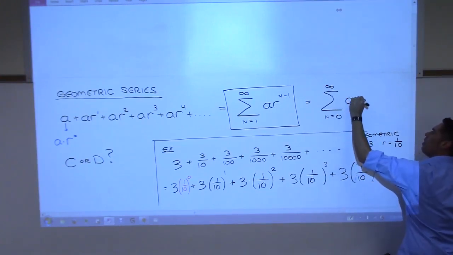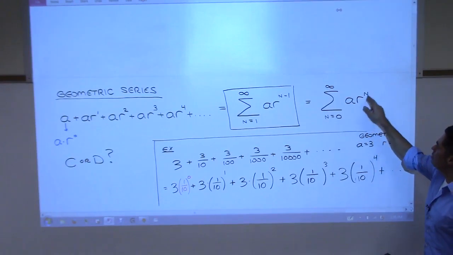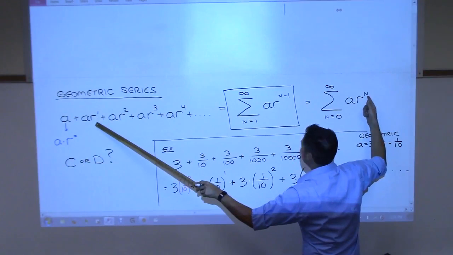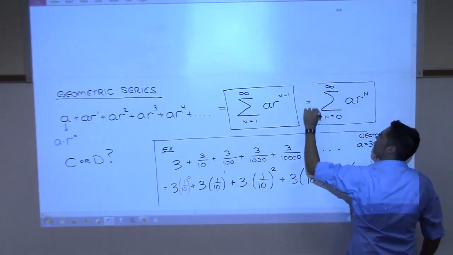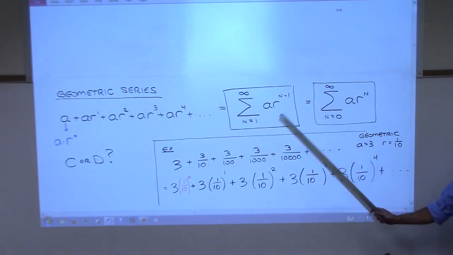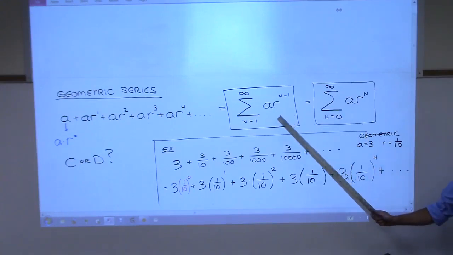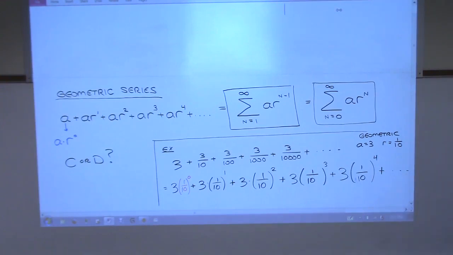A times r just to the n. You don't need the n minus 1 anymore, do you? Because if you plug in 0, you just want 0 on that first power of r. And then when you go to 1, you'll get your next piece, and then 2. Okay? So these are equivalent. These create the same exact geometric series. The book will switch back and forth between the two notations. And at some point, we're actually going to use this one more than this one. But you should be comfortable with both.